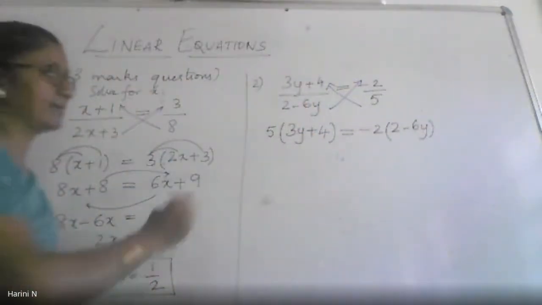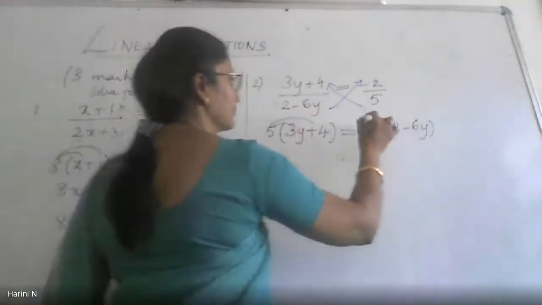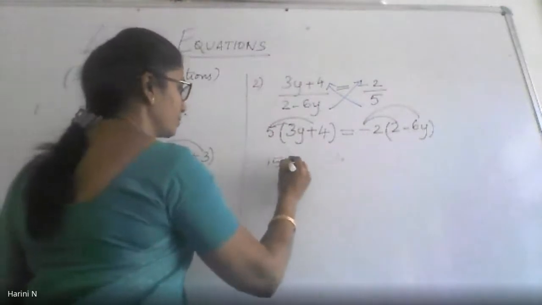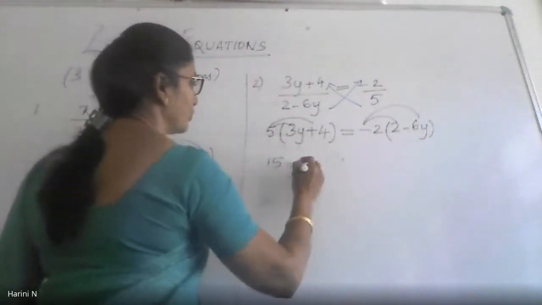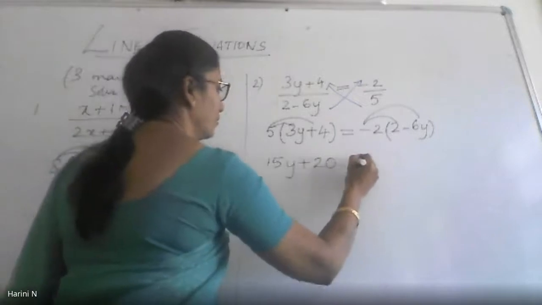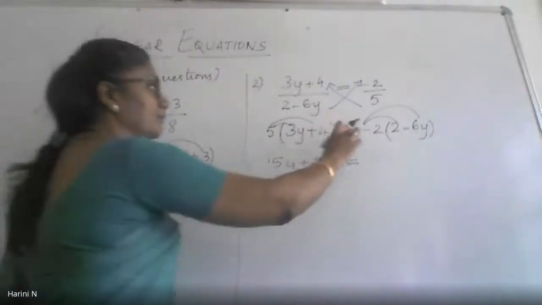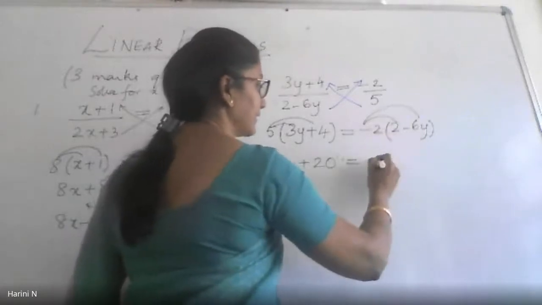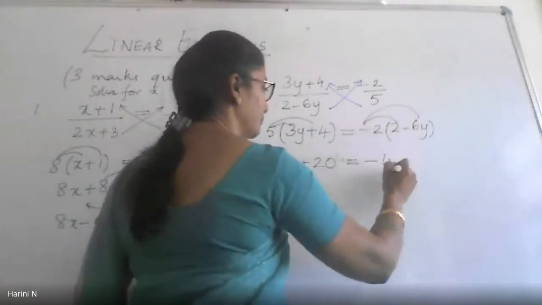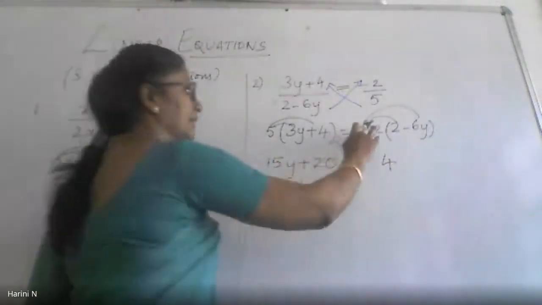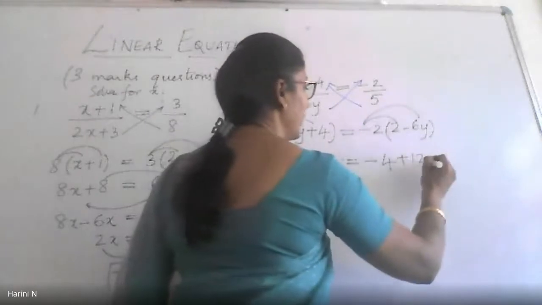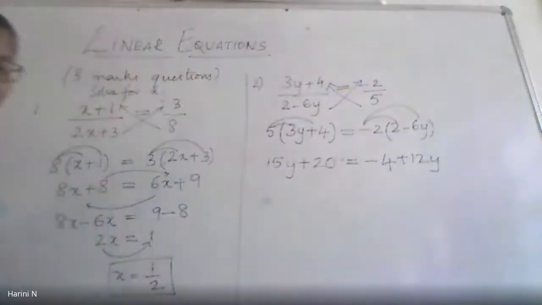Okay, so next step, multiplication. So 5 into 3, 15 times y, 5 into 4, positive 20. On the right hand side, you have a negative 2 which is getting multiplied with positive 2. So negative into positive is negative, 2 into 2 is 4. Again, negative 2 into negative 6 will be positive, 6 into 2 is 12y. You must be very careful with the symbols of the integers when you are multiplying.